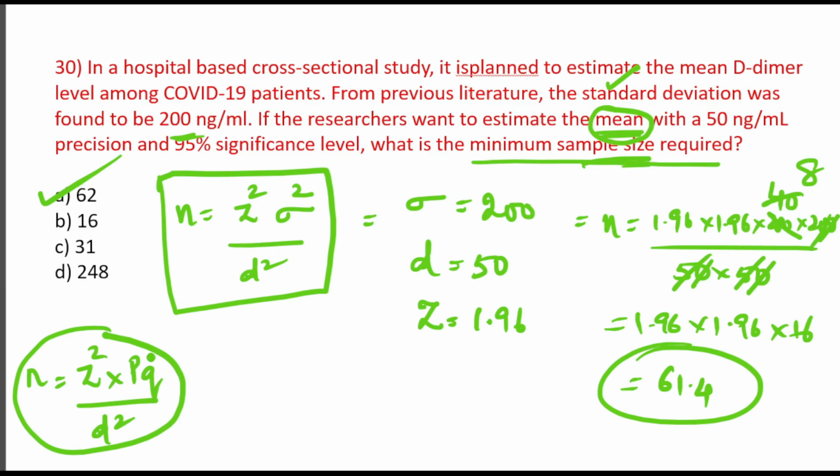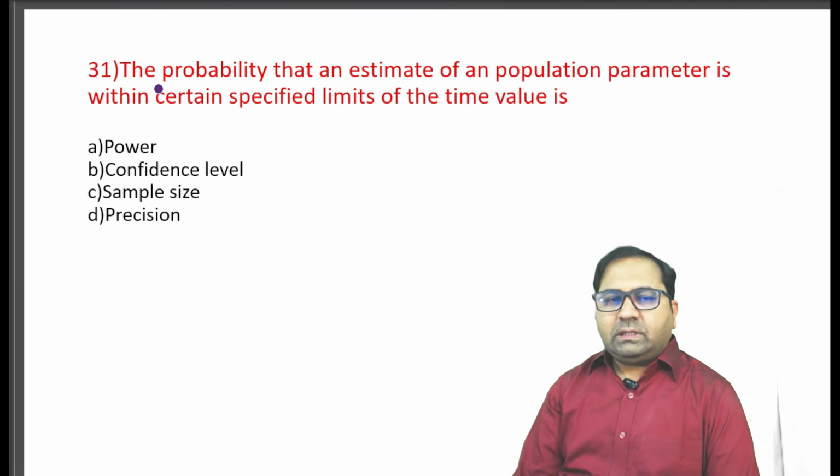But if they give proportions, then you have to use the other formula. You cannot use that formula whenever standard deviation is being given, because there will not be any chance for substitution. Where will you substitute the standard deviation value? So this is how you have to solve this question. Let us see the next question.